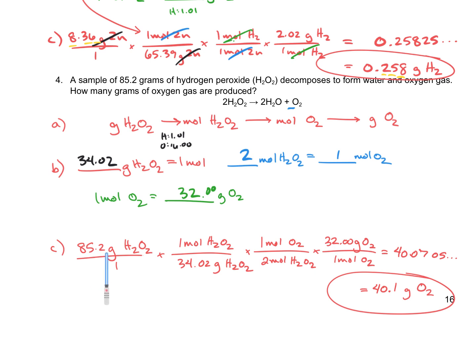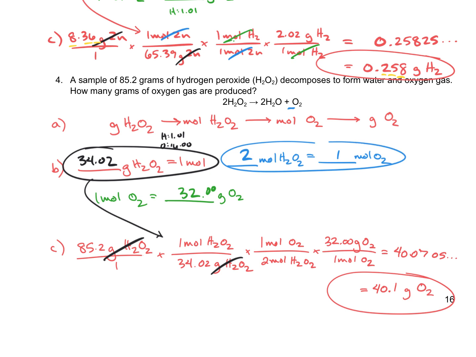There's 85.2 grams of hydrogen peroxide. This is the first conversion. This equality is the first fraction so that you can show grams of hydrogen peroxide are canceling. The second conversion changes moles of hydrogen peroxide into moles of oxygen so that you can show the moles of hydrogen peroxide cancel. And the third conversion changes moles of oxygen into grams of oxygen so that you can show those units cancel.